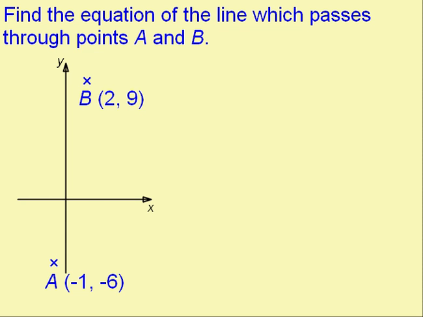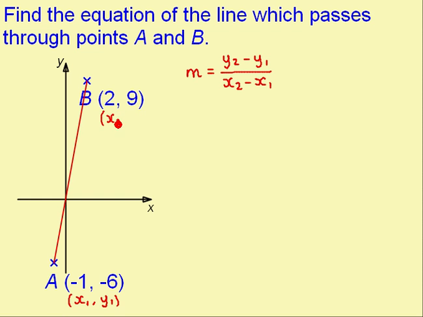So we want to find the equation of the line joining A and B. Let's start by drawing that line. Now we want to find the gradient of it. So remember, the gradient is y2 minus y1 over x2 minus x1. So I'm going to say that this is x1, y1, and this is x2, y2. So y2 is 9, minus y1 is minus 6. x2 is 2, minus x1, which is minus 1. So I have 9 plus 6, which is 15, divided by 2 plus 1, which is 3. So that's 5. So I know now that the gradient is 5.